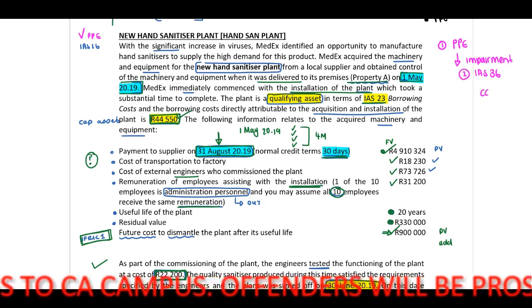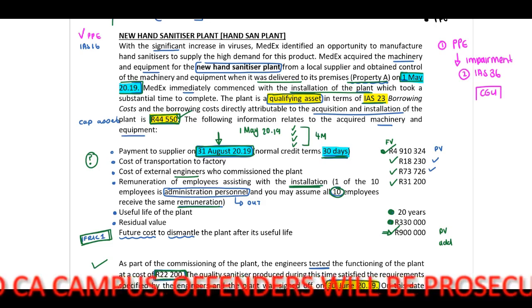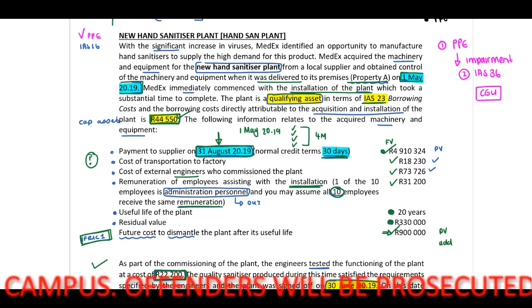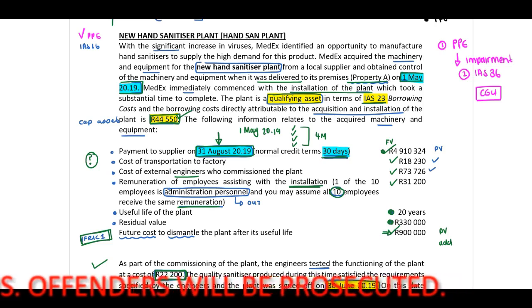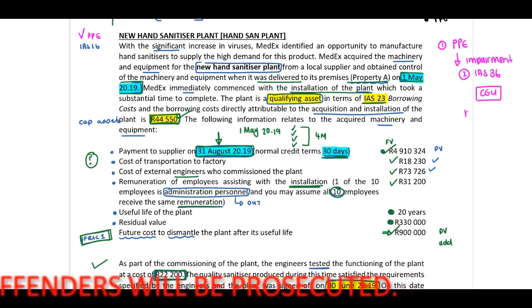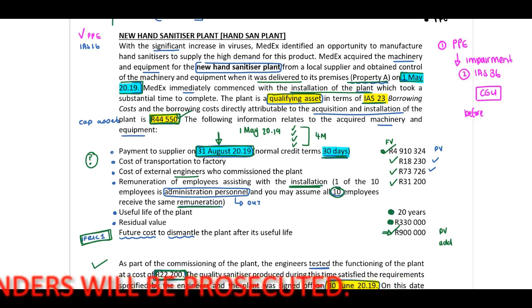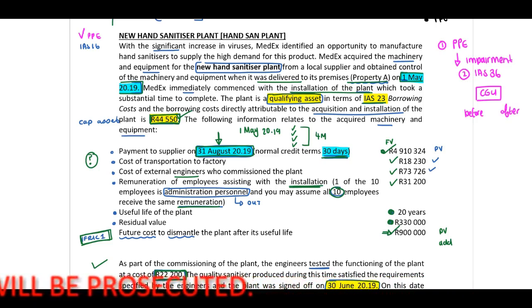And this is a CGU, and you will remember that we did include steps. Now, you'll also remember that I do prefer to make use of a table. Therefore, before the impairment and after the impairment. Right, okay. Now let's move on.